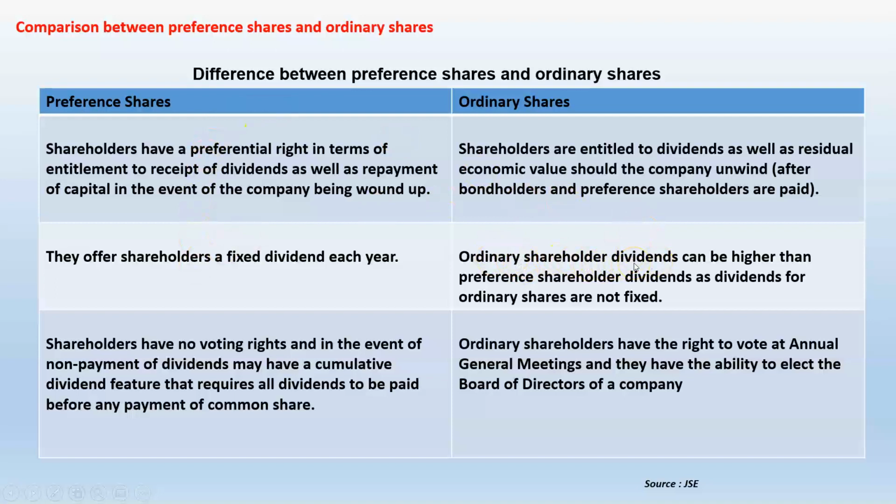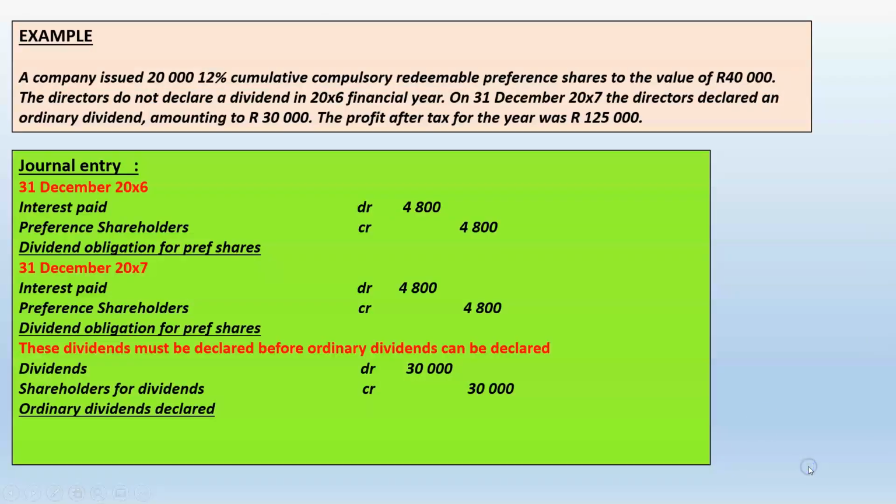A preference share has no voting rights, and in the event of non-payment of dividends, it may have a cumulative dividend feature, and that requires that all dividends have to be paid out before any ordinary dividends are allowed to be declared or paid to the ordinary shareholders. However, the ordinary shareholders have a voting right. They can vote at the annual general meetings. They appoint the board of directors and they approve important strategy changes that the company wants to undertake.